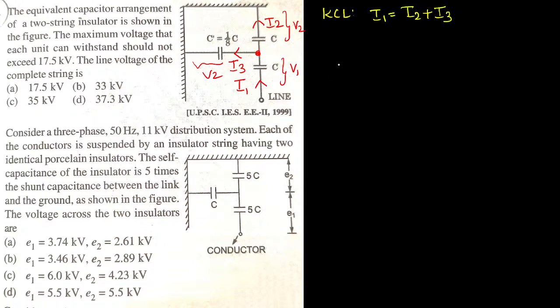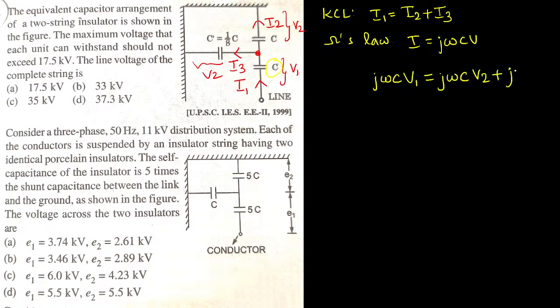Step number 1. Now this current I1 can be written as per Ohm's law. We know the current for a capacitor can be written as j omega C into V. Applying this here, I1 can be written as j omega C, the capacitor value is C only as given in the question, into V1, equal to I2. How can we write current I2? j omega C, its value is C as given in the question, voltage is V2, plus I3. How will you write the value of I3? j omega C dash. Observe, what is given for C dash? C dash equals 1/8 times of C, into voltage, the same V2 only.